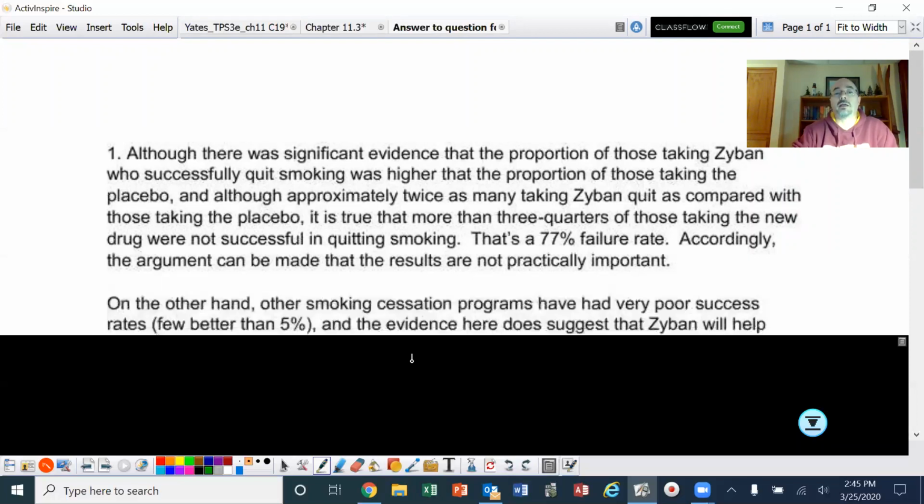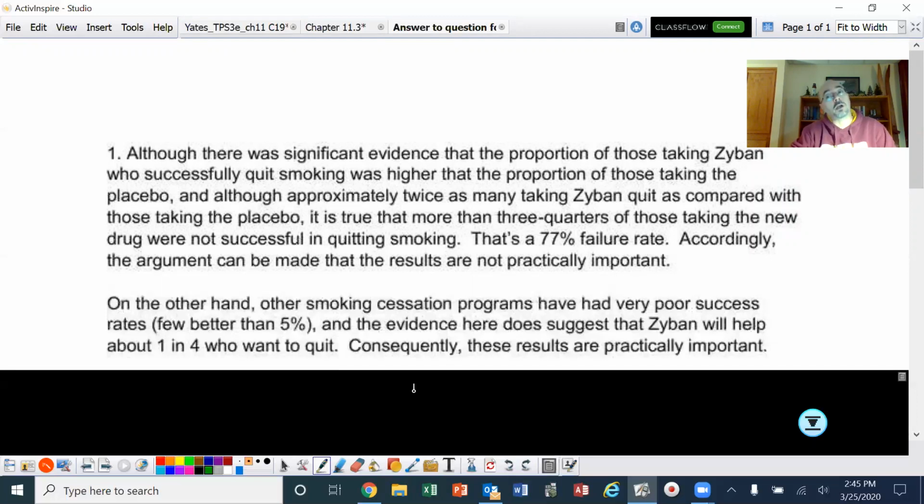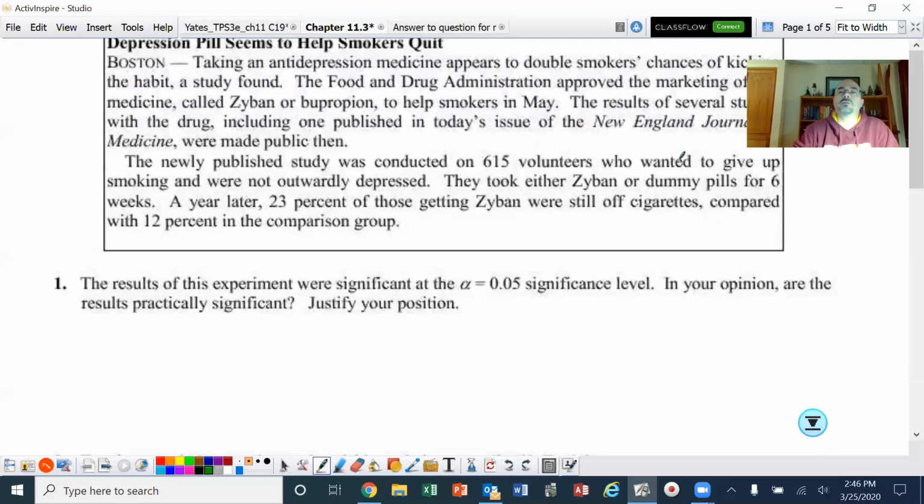Okay, what does that look like? Well, you could argue this. On the other hand, other smoking cessation programs have had very poor success rates, fewer than 5%. And the evidence here does suggest that Zyban will help about 1 in 4 who want to quit. Consequently, these results are practically important. All right, so there's an argument both ways. Okay, let's look at the next question.